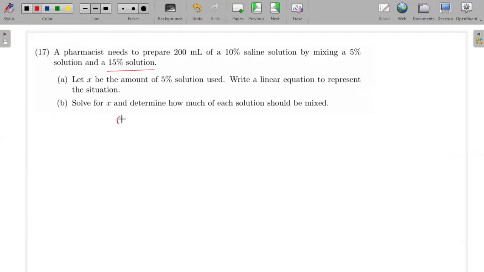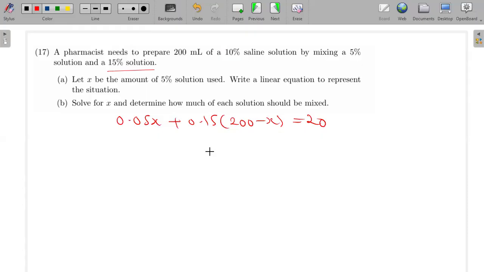So this is 0.05x, then plus 0.15 times (200 minus x), and this is equal to 200. Then they're telling me now to solve for x and determine how much of each solution should be used. In short, they're telling me to solve for the 5% solution that was used.